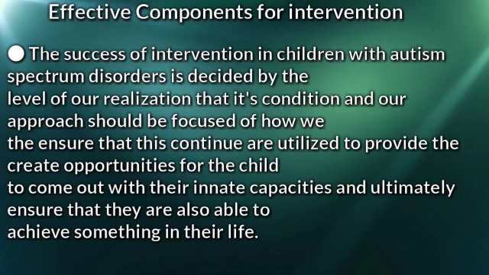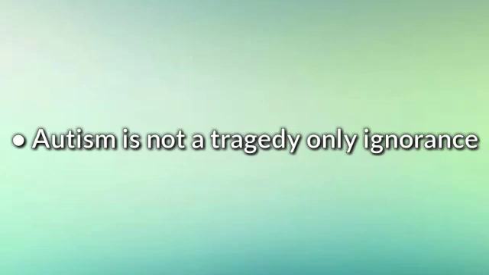Success of intervention in children with autism spectrum disorder is decided by the level of our realization of their condition, and our approach should be focused on how we ensure that this condition is utilized to create opportunities for the child to come out with their innate capacity and ultimately to ensure that they are also able to achieve something in their life. Autism is not a tragedy, it's only the ignorance.